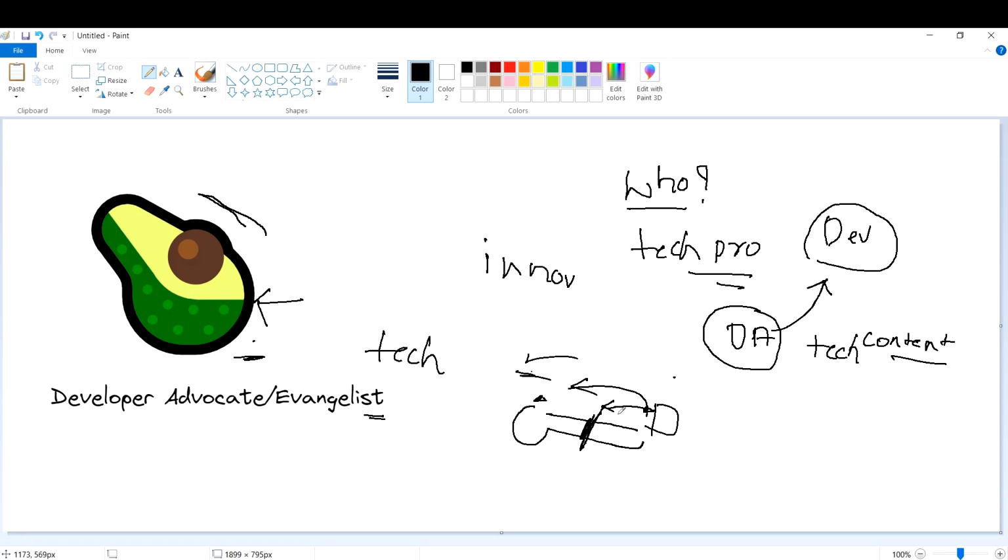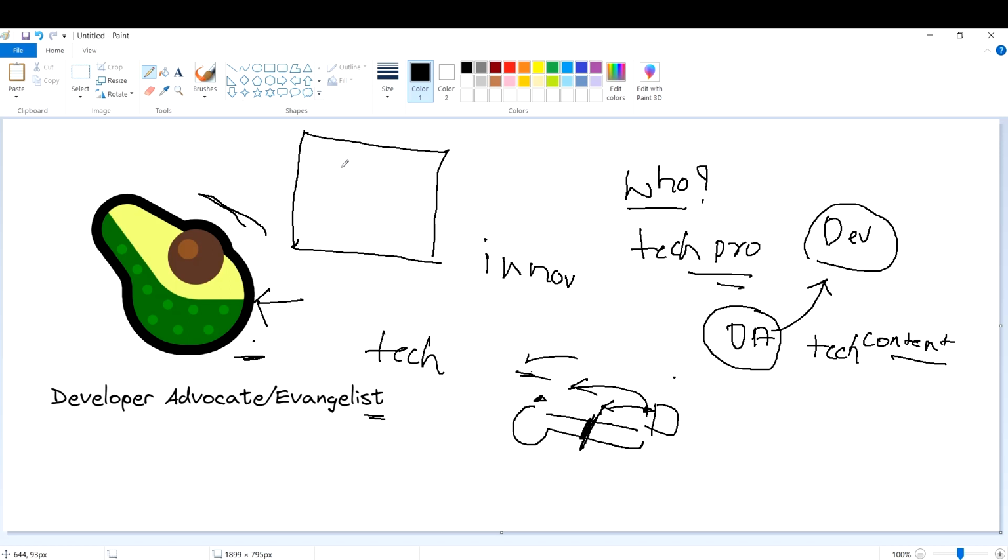So that is the typical thing about developer advocates. Now let's understand how a day with a developer advocate would be. How will his or her day be if he or she is a developer advocate? A typical day for a developer advocate can vary depending on the company, the product, and the stage of the development process.